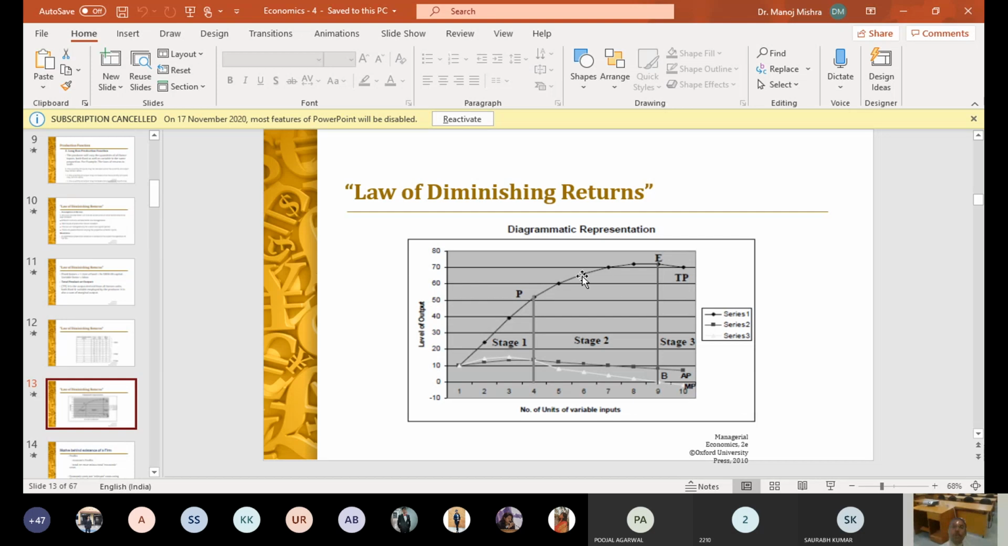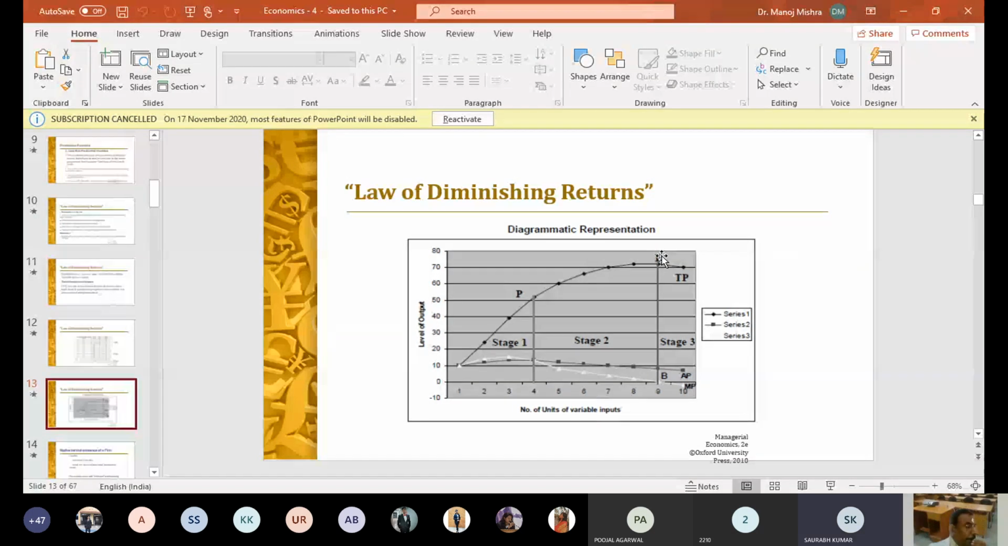Here it was still increasing rate. Now growth is at decreasing rate. The MP becomes negative. Where the MP cuts the x-axis, the TP is maximum. So when MP is 0, which is here, production is maximum. This is a very important concept. Please understand this. When the marginal production is 0, we have the maximum production.